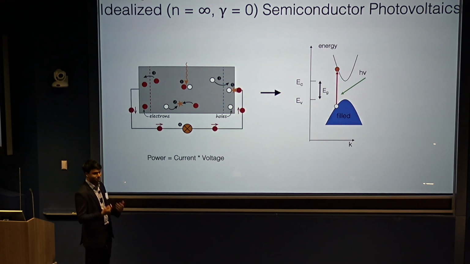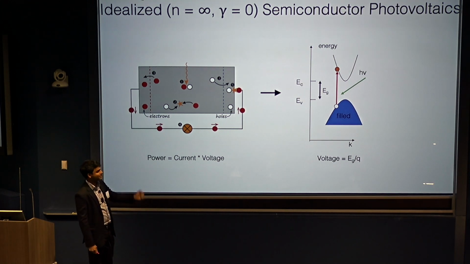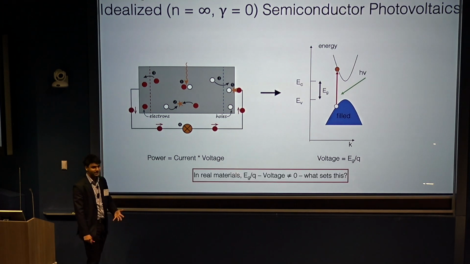But what that means to me as a physicist is that the electrons and holes are sitting at a finite chemical potential, which I should be able to extract. So in other words, the voltage that I should be able to extract from a system like this should be the band gap divided by the electronic charge.